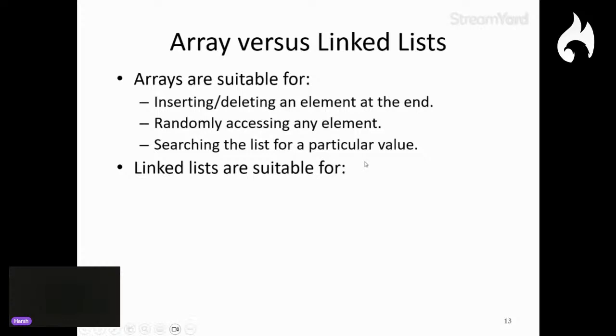If you want to repeatedly, randomly access any element, say the kth element, we can do it in O(1) time in an array, but in a linked list we will need O(n) time to access that element. So if we are repeatedly accessing elements, arrays are more suitable. And if you want to search the list for a particular value, searching is again easier in an array. If we go deep into searching arrays and linked lists, we will see that searching in an array is much easier than in a linked list.